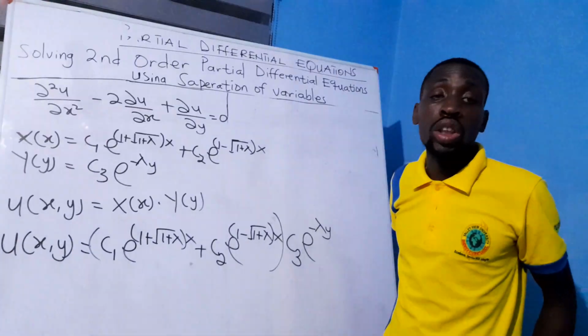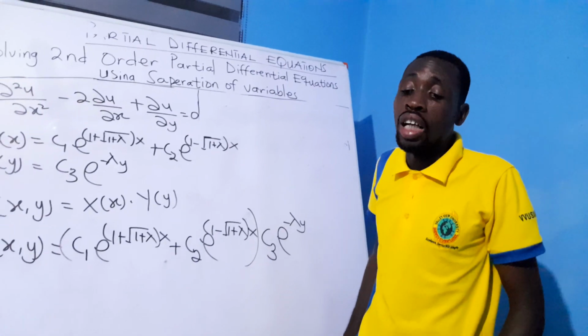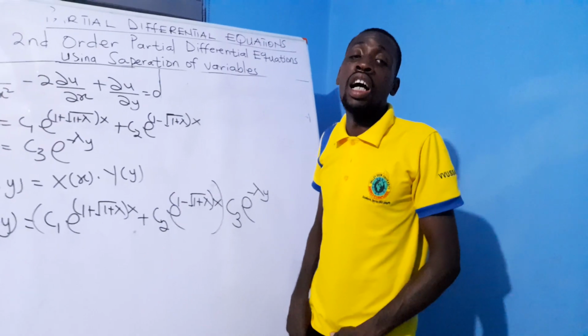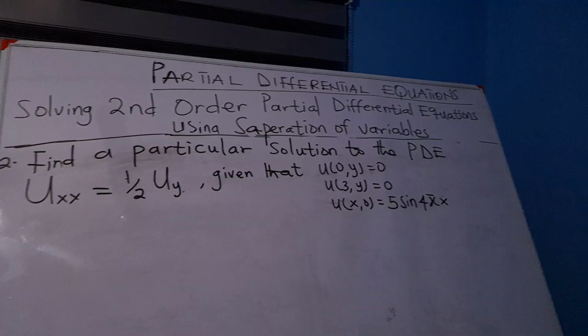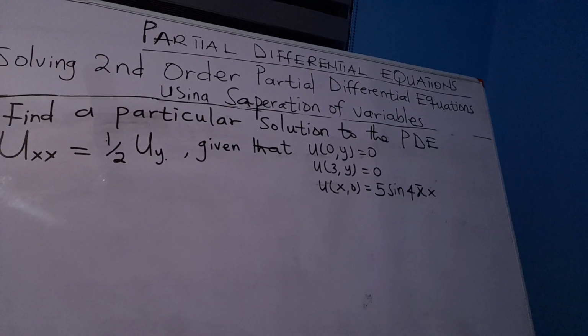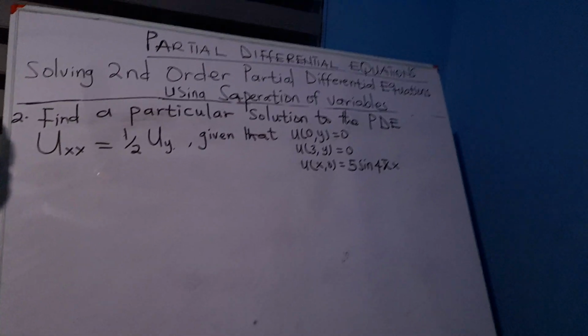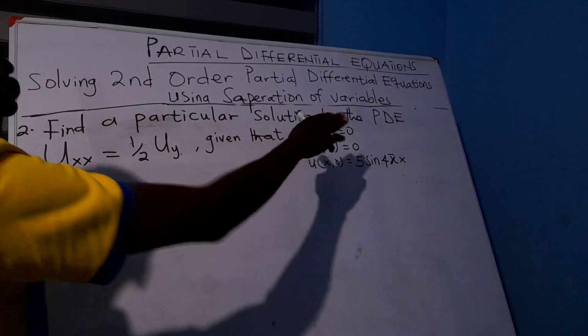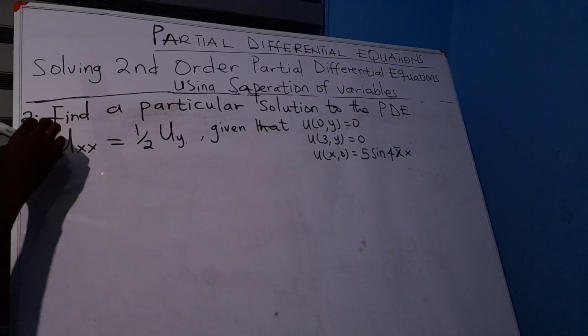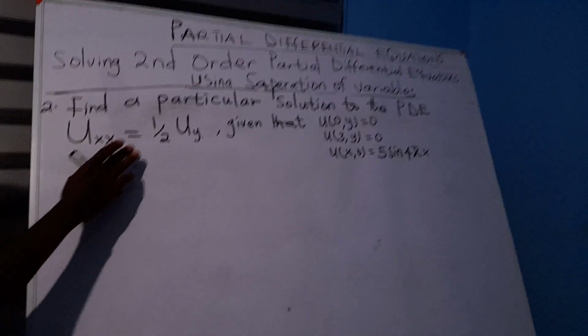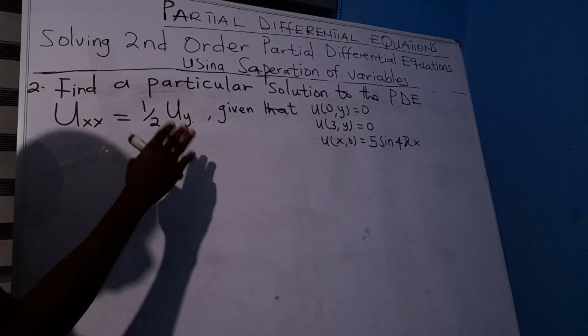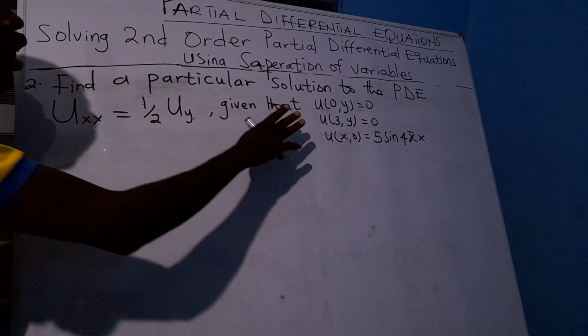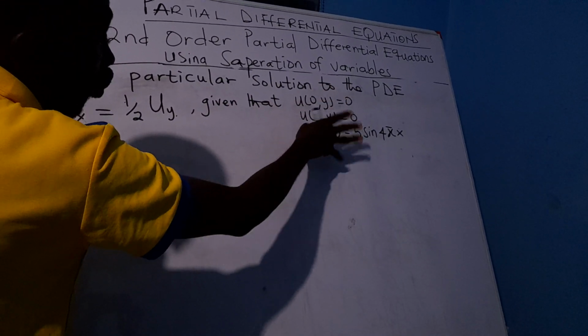We'll solve one more question where boundary conditions or initial conditions are given. Then we'll see how we deal with that. So let's solve our second question where some boundary conditions are given. They say find a particular solution to the PDE, the partial differentiation of u with respect to x twice equal to half the partial differentiation of u with respect to y, given these boundary conditions.